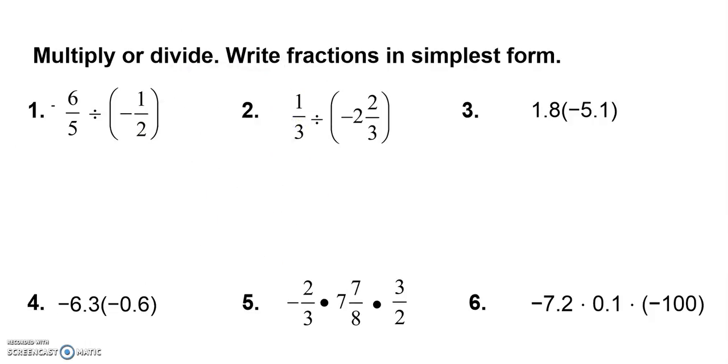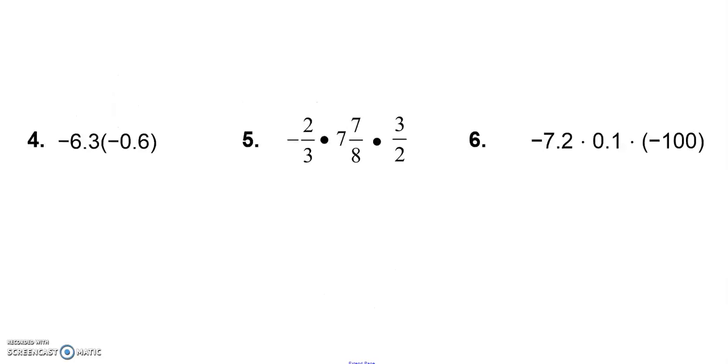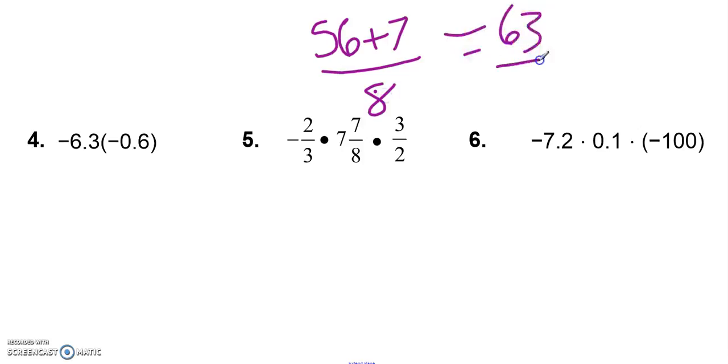Okay, so number 5 looks a little challenging, so let me do that. I do not like this mixed number. I'm going to make it an improper fraction. So 7 times 8 is 56 plus 7/8. That equals 63/8.